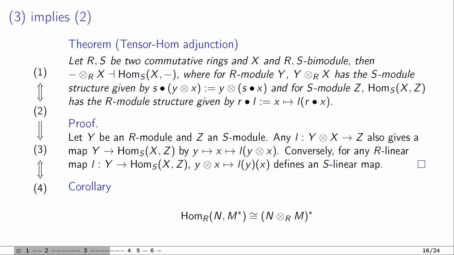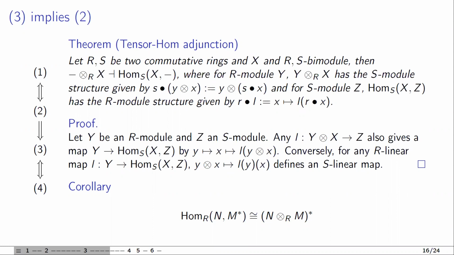Another ingredient we will be using is that the tensor functor and the hom functor form an adjunction. So if R and S are two commutative rings with units, and X is an R-S bimodule. Because I am only considering the commutative case, it doesn't matter if X is a left module or a right module. So if X is an R-S bimodule, then right tensoring with X is a left adjoint to the hom functor. Note that the tensoring happens in the R-modules, and the hom functor happens in the S-modules.